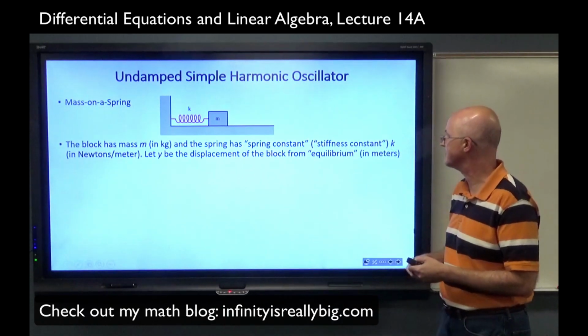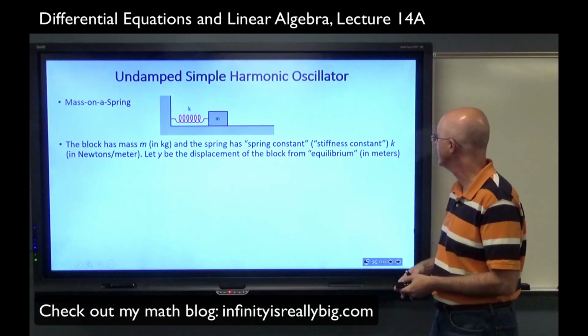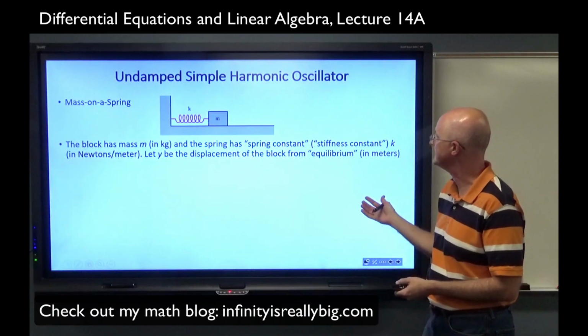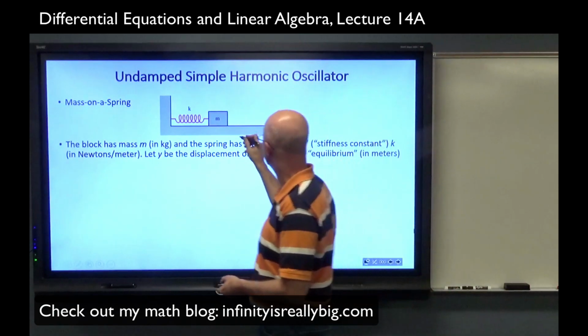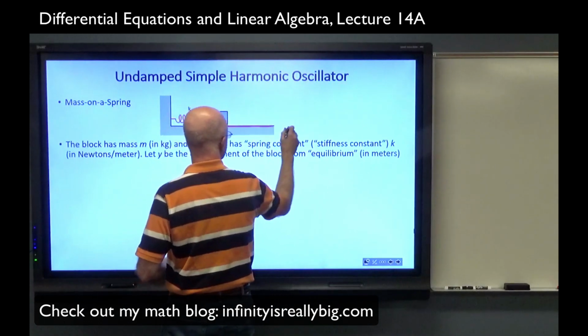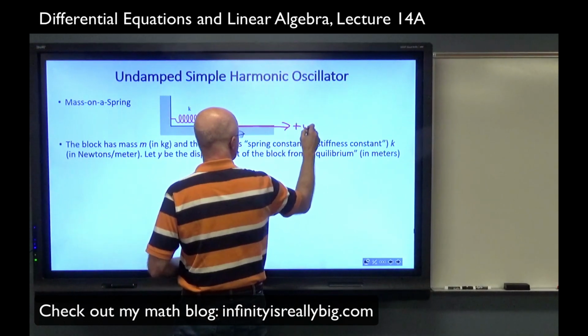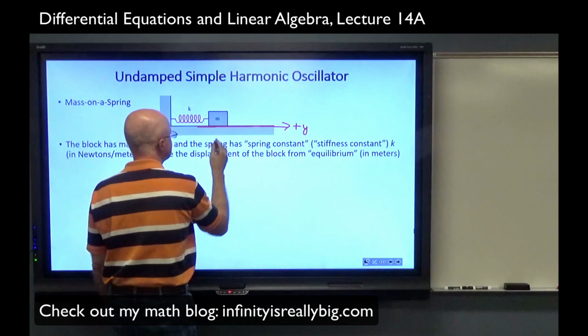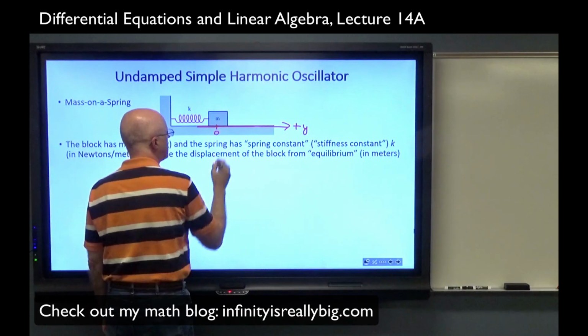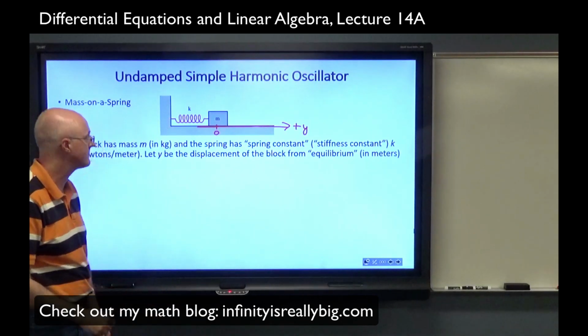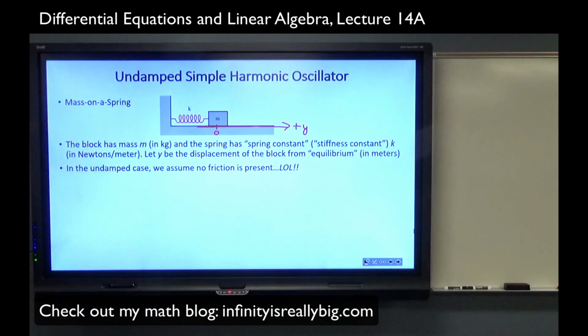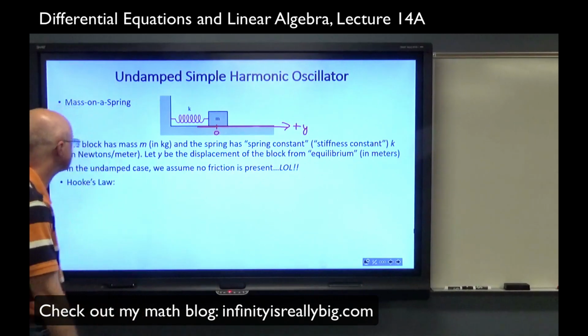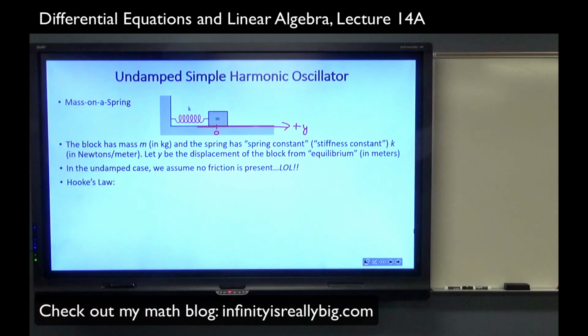y is going to be the displacement or position of the block from its equilibrium in meters. You can imagine maybe in this picture that the y-axis is horizontal here and say positive to the right, and pretend the mass is at rest right there. Put y equals 0 at the center of mass of that block of wood. Again, in the undamped case, we assume no friction is present. Laugh out loud, that's not realistic, but we hope it's good enough.